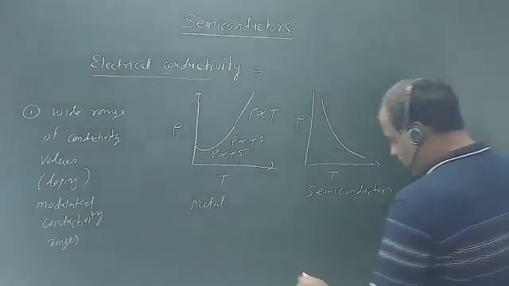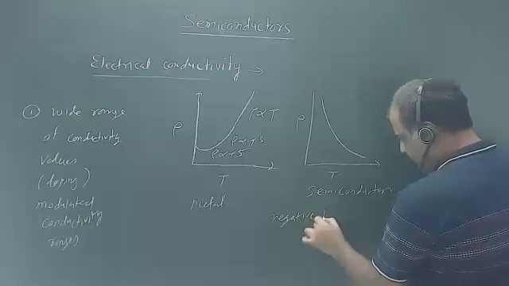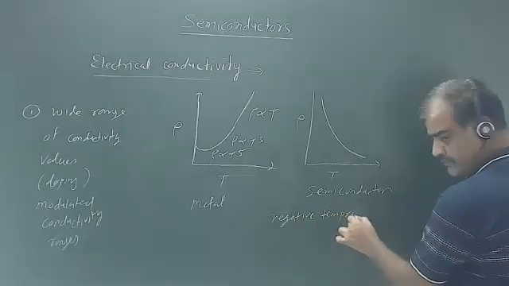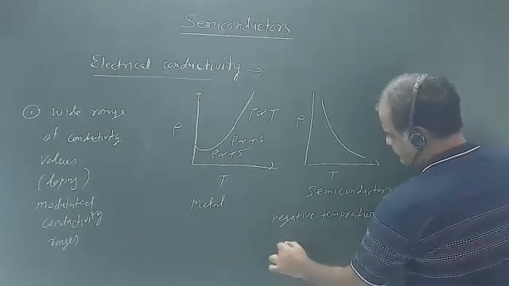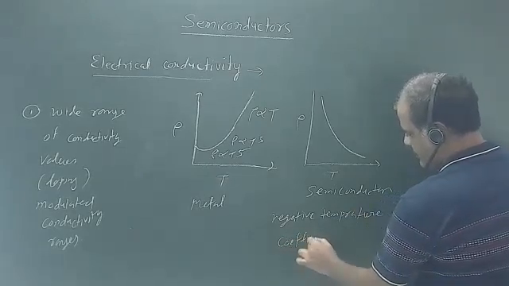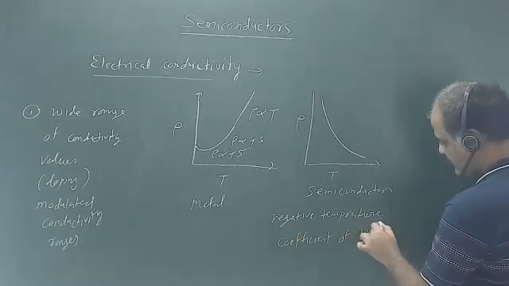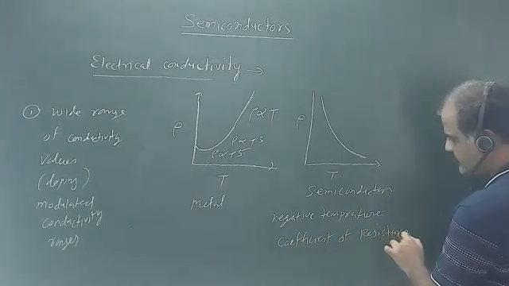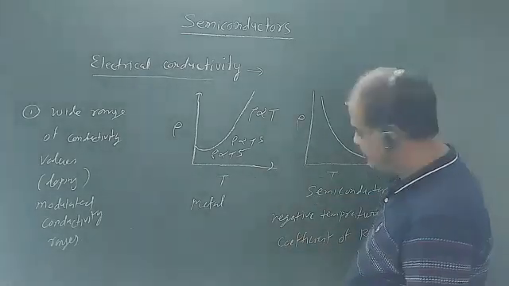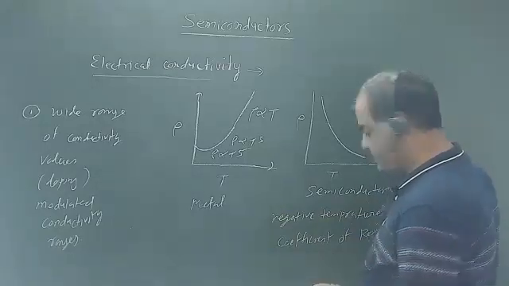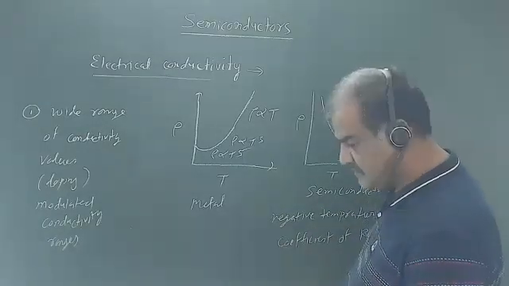Okay, that means they show negative temperature coefficient of resistance. So the resistance, or resistivity, decreases with temperature, whereas the others show positive temperature coefficient of resistance. Okay, so these are some of the differences.